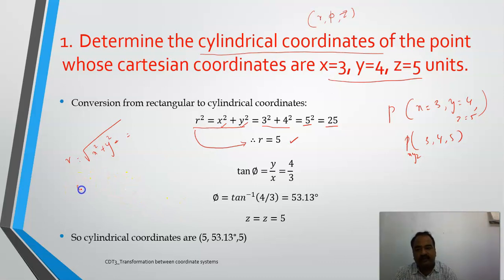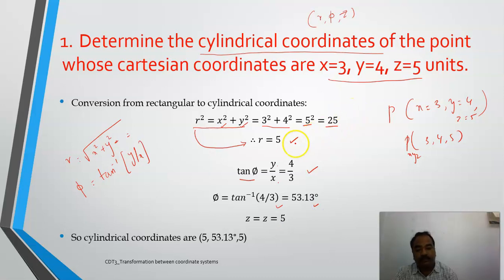Similarly, what is the formula of phi? Phi is equal to tan inverse of y by x. So first of all, I am computing tan phi, which is y by x, which is 4 by 3. Once it is done, phi is equal to tan inverse of 4 by 3, 53.13.